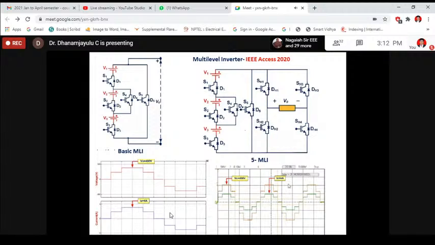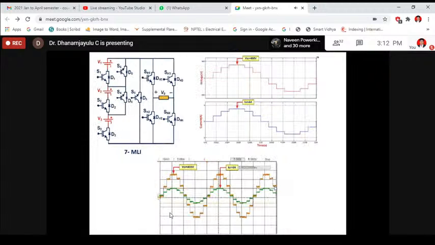This is the expected simulated output waveform. This is the experimental output waveform. And again, I have added one more switch to the proposed inverter, and we are able to generate 7 levels by having 3 DC sources. So this is a simulated output waveform. This is the expected experimental output waveform.